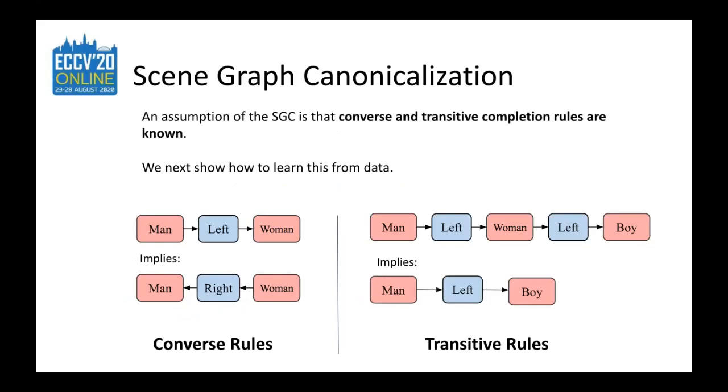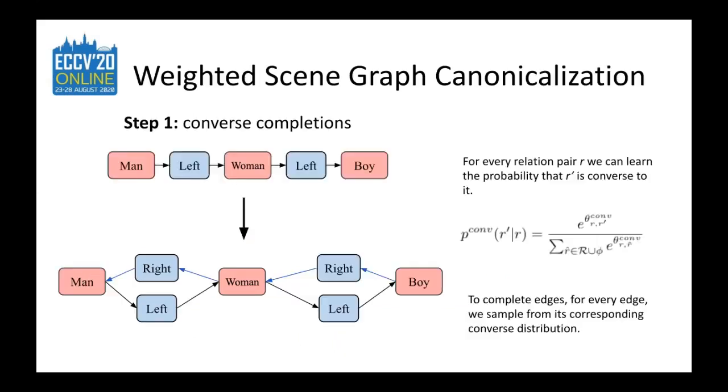In this process, however, we've used a few rule-based assumptions. For example, we assume that the relation right-of is the converse relation of left-of. Next, we show how this can be learned from data. Instead of assuming converse completion rules, for every relation R, we can learn the probability that another relation R' is converse to it. Then, to complete converse edges, we can simply sample from this distribution.